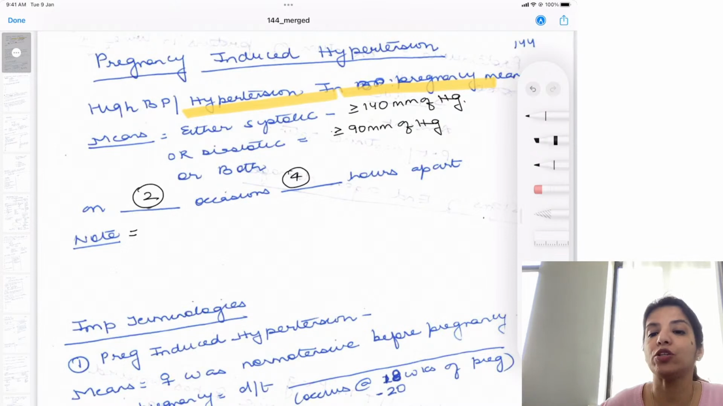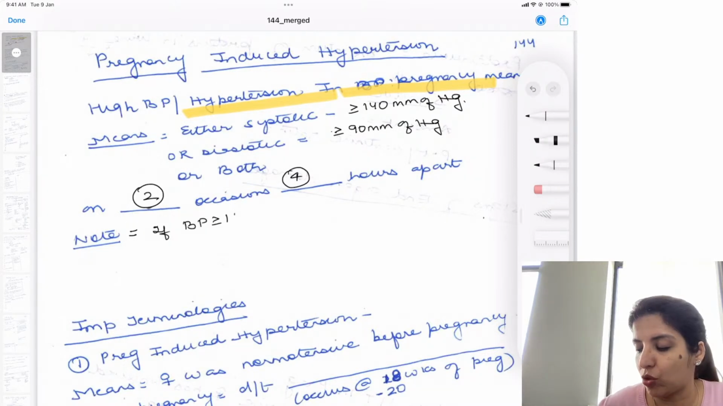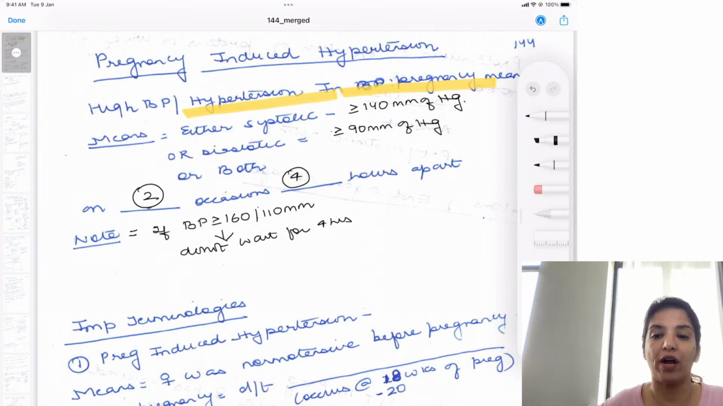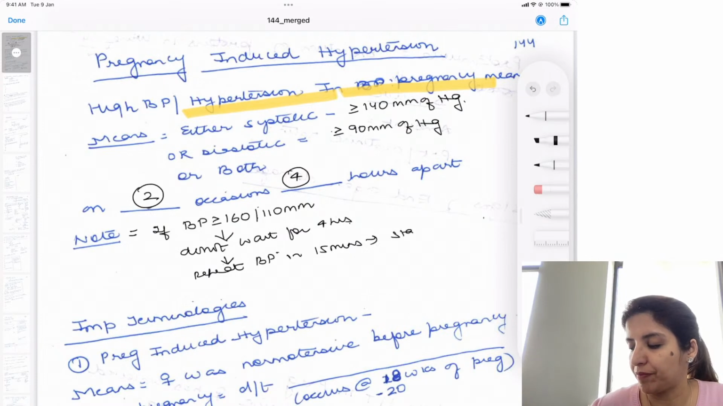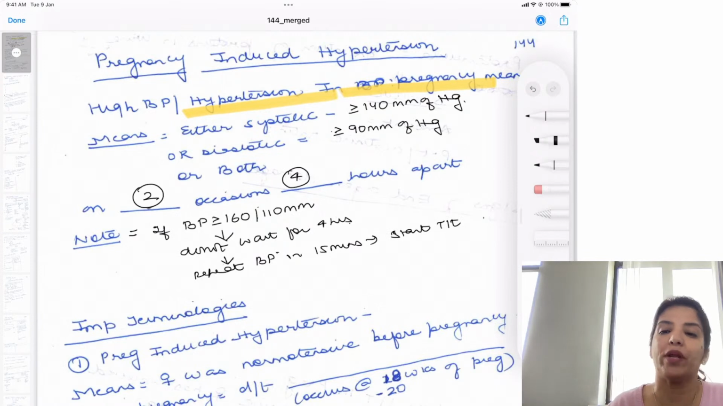A very important thing to note is if BP is more than equal to 160 by 110, in that case, do not wait for 4 hours. In this case, you have to repeat the BP in 15 minutes and start the treatment. So then I am not going to say that I am going to wait for 4 hours.